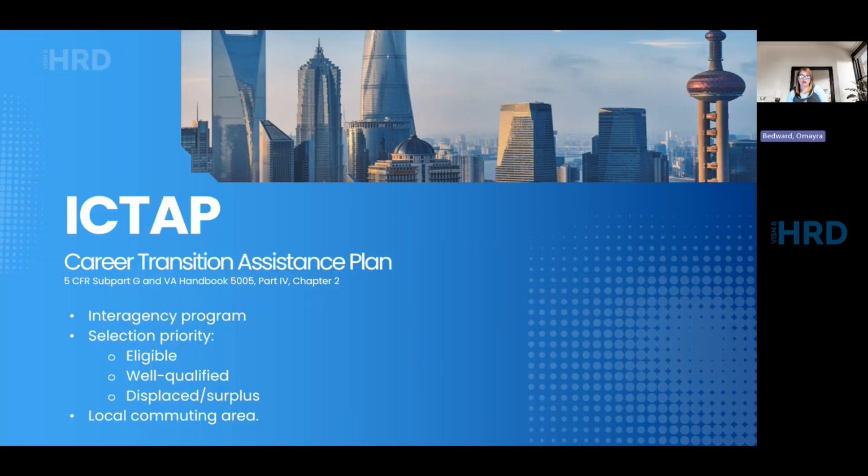So as Lisette mentioned, I'm going to cover the ICTAP part of this. ICTAP is an interagency program that gives selection priority to eligible, well-qualified, displaced, surplus employees from other federal agencies who apply for vacancies in the local commuting area. The agency must select those who apply and are eligible and well-qualified before almost any other applicant when filling vacancies outside of the agency workforce. So the difference is CTAP is for VA within that workforce, and ICTAP is for other federal agencies.